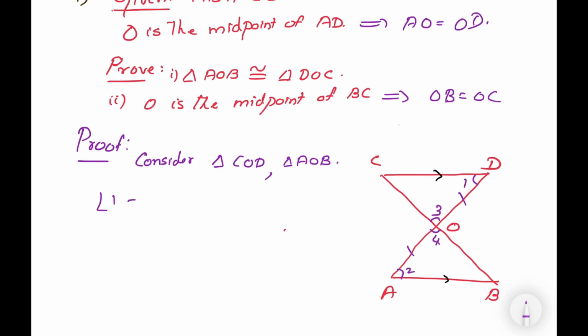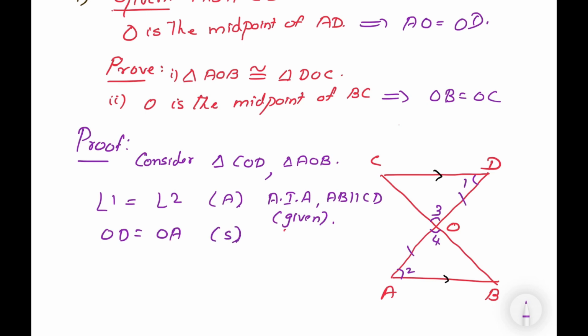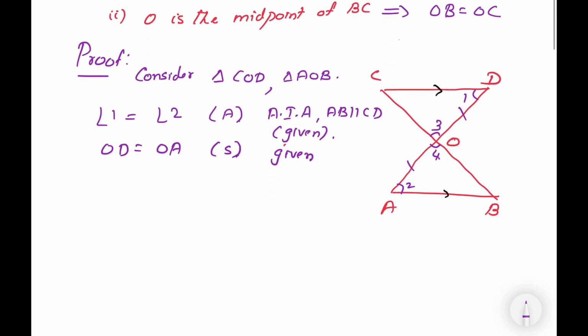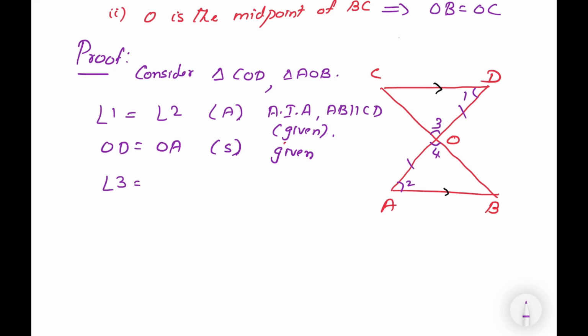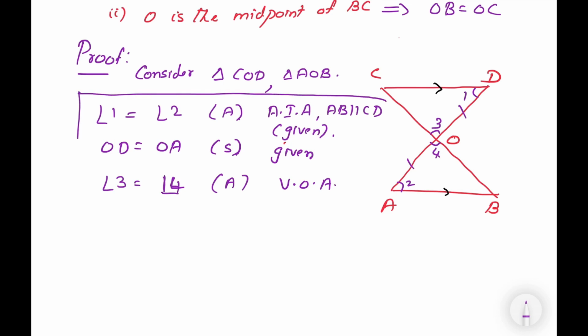So angle 1 equal to angle 2, and you have to write the reason also. Alternate interior angles, AB parallel to CD given. Then the next is OD equal to OA, that side is given. Then we have angle 3 equal to angle 4, vertically opposite angles. So write it in a box so that it looks neat.